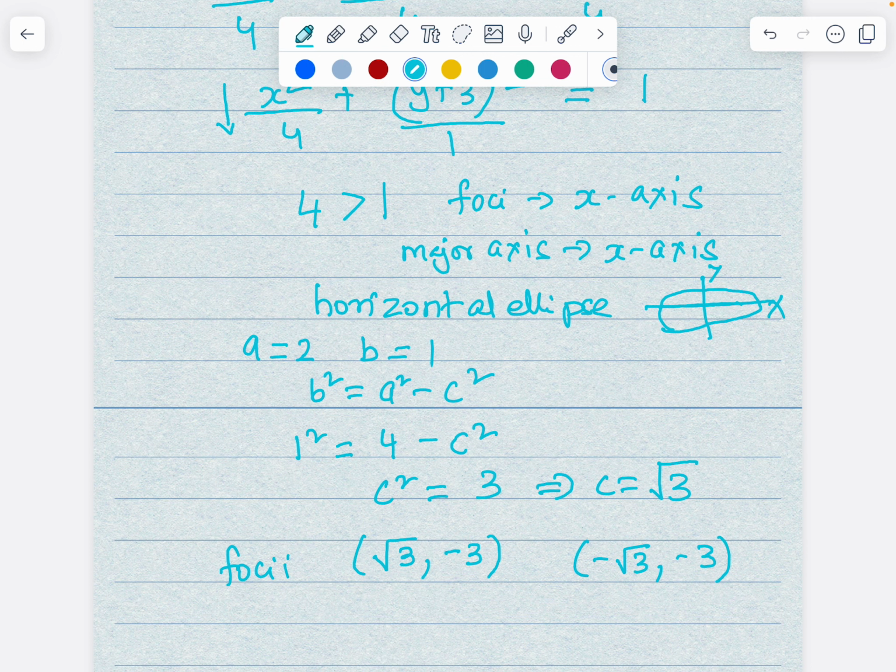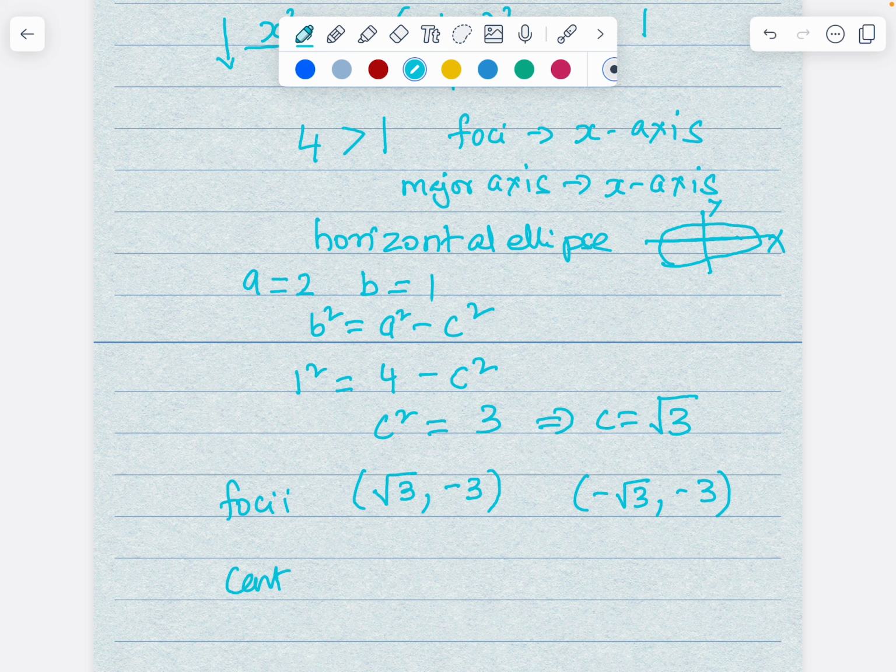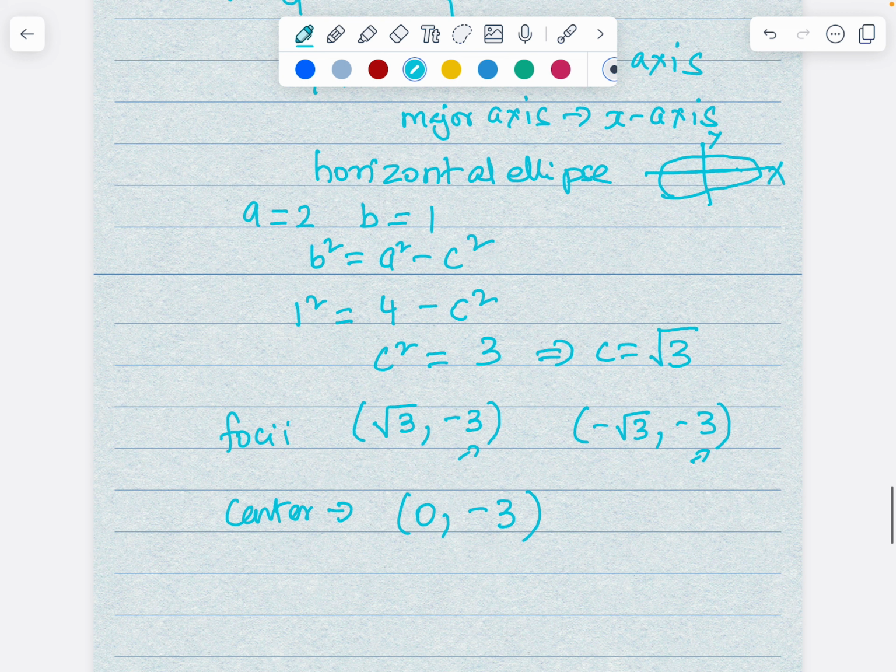Now, why is that the case? Because the center of your ellipse is not the origin, right? The center of the ellipse is 0, negative 3. So that's why you need to have this. So center is 0, negative 3. Again, you know the a and b value. So major axis length is 2a. So that's 2 times 2, which is 4 units.